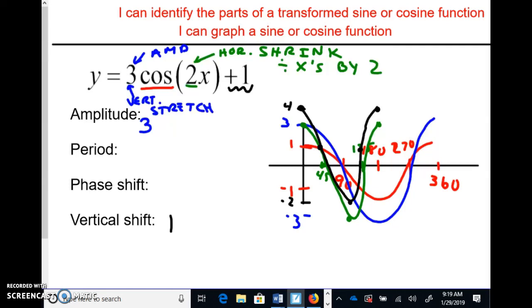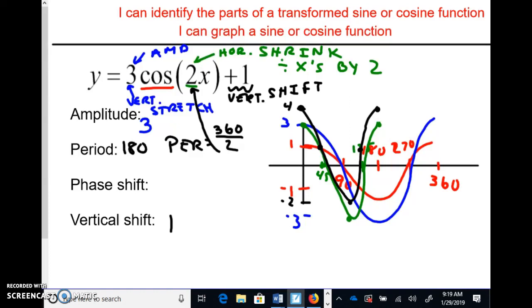Now we have 2 things also to talk about, which is your period. The period is 1 full length of that cycle. It's the horizontal length, which is 180. The other day we gave you the formula that said the period is equal to the normal period, which for cosine is 360, divided by that coefficient there, which is 2, to give us 180.